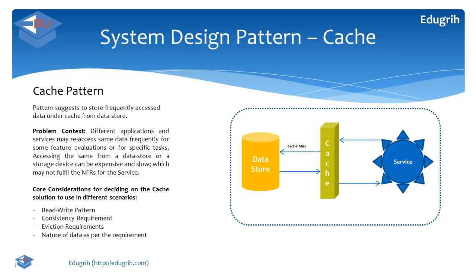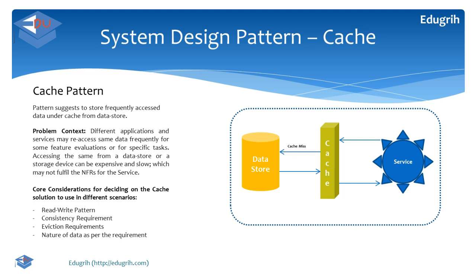Just brushing upon the topic of cache pattern, what does it mean? So caching pattern suggests to store frequently accessed data under the cache from data store. So frequently accessed data is stored in an in-memory kind of a solution so that reads are faster, updates are faster, and to meet the performance requirements of an application.